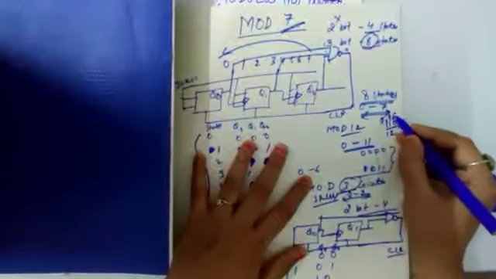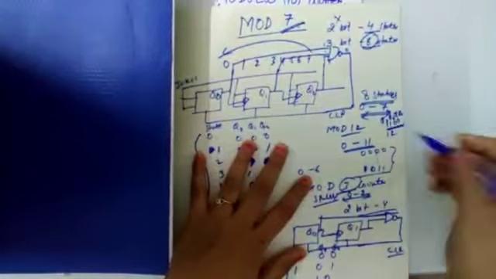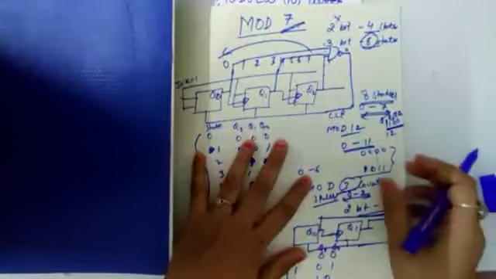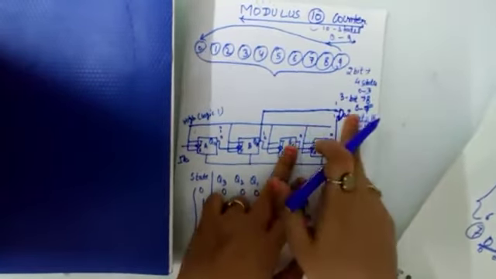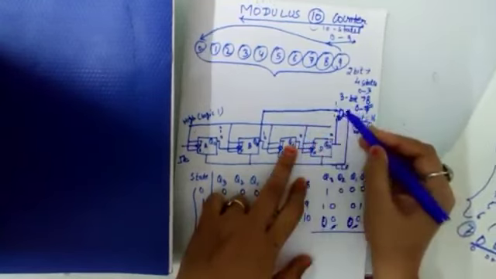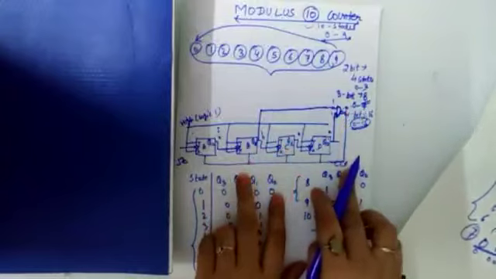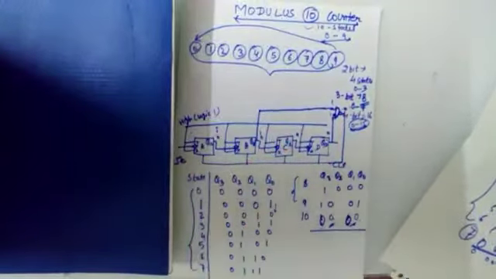Q3, Q2, Q1, Q0. So as this number appears, we want to restart the counting, means Q3 and Q2 should be 0. To make these two 0, Q3 and Q2, these two outputs are connected to a NAND gate. So both the inputs are 1. After passing through the NAND gate, the output will be 0. So this 0 is again connected to clear low. So all the outputs will be 0. So this is the general procedure to design any counter.